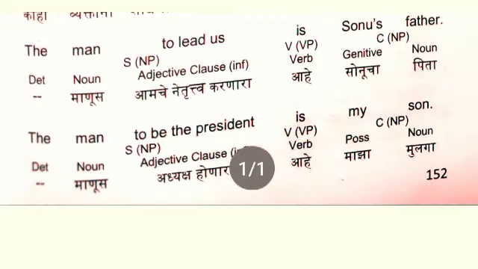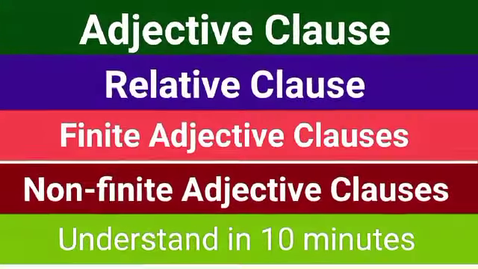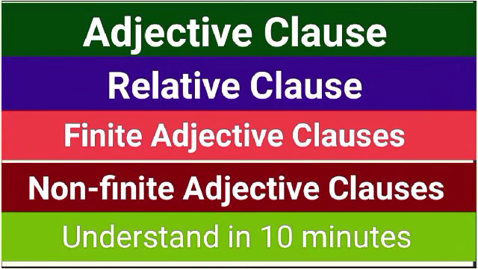The man to lead us is Sonu's father. To lead us is a relative clause because it is related to the noun man. The phrase is a noun phrase, the man to lead us. In the next sentence, the man to be the president is my son. To be the president is a relative clause. It is related to the noun man, and the phrase is a noun phrase, the man to be the president. Most of the examples of adjective clauses in English are examples of relative clauses. Only in very few instances can you find an adjective clause functioning as the complement in sentences.